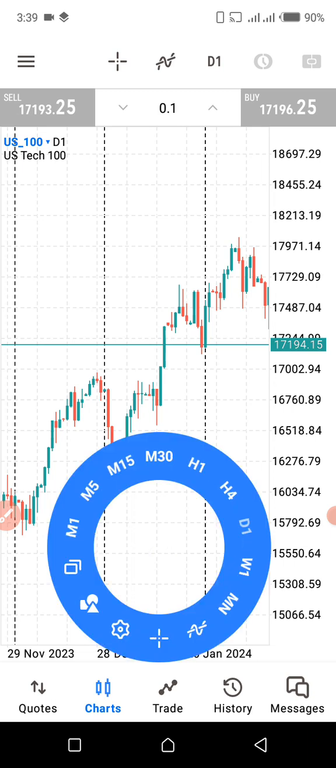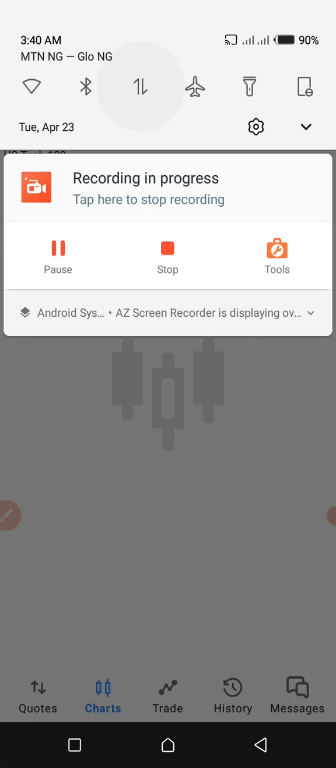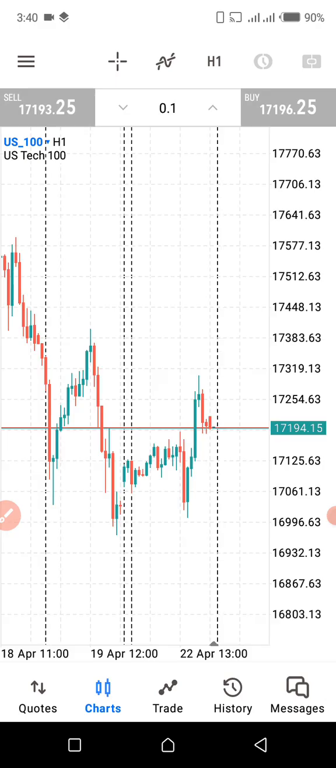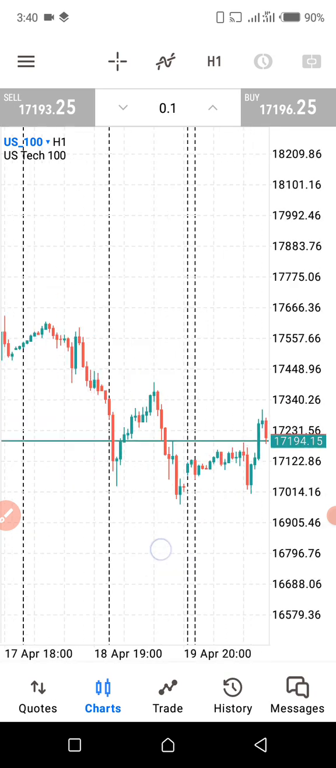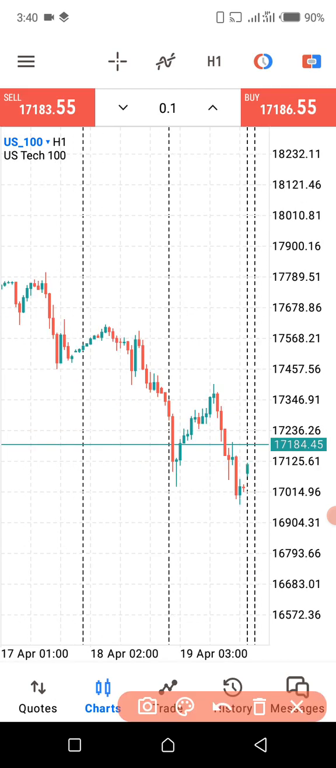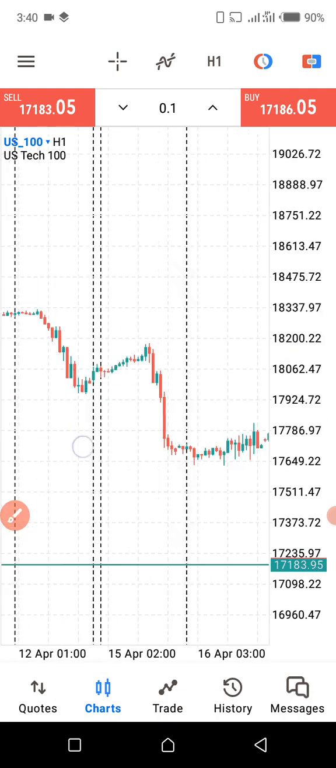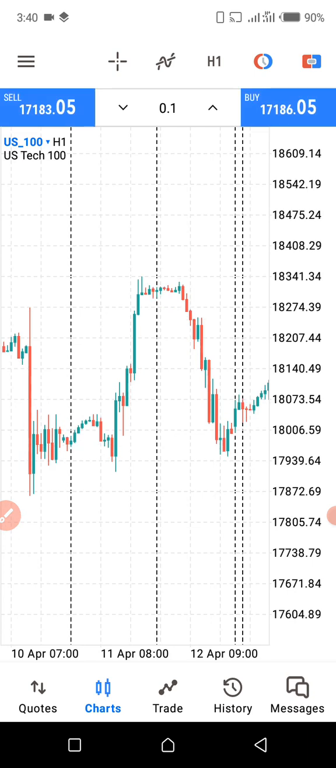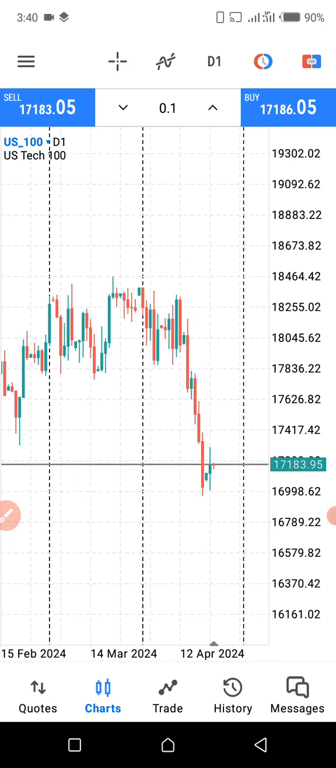Let's go to the 1 hour chart and I'll show you something. On the 1 hour chart, there is an example I want to use here. You can see this move here from here. See how it's moving. Where did the move start from? Let's look at the 1 hour on the daily so that you understand what we are talking about.